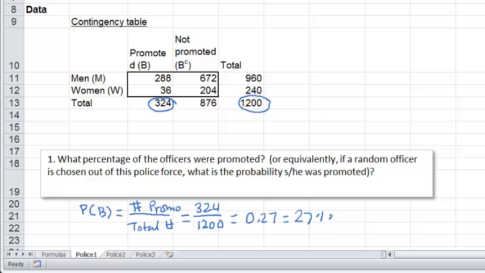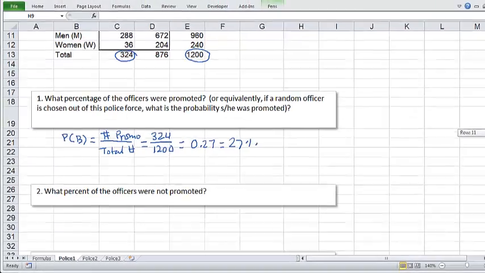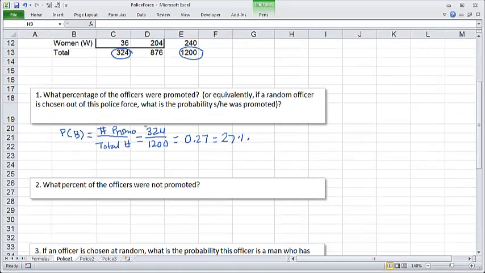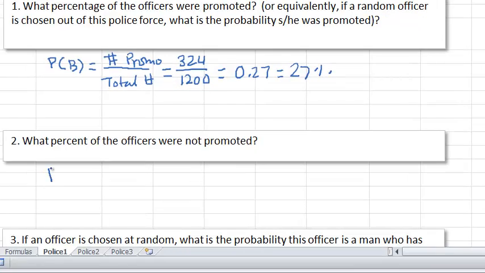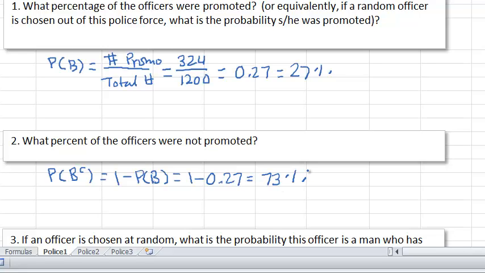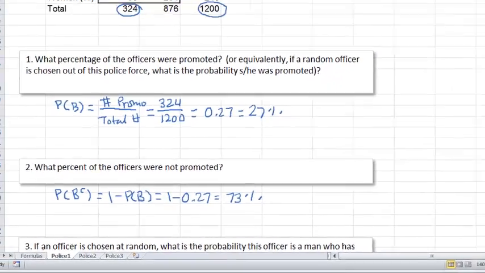Now let's take a look at the second question. Let's scroll down. What percent of the officers were not promoted? Well, as you might remember, this is just the complement of promoted, so we could write it this way: probability of B with a little c to stand for complement, and you could just subtract the probability of B from 1 to get the probability of the complement. So we could say 1 minus 0.27 or 73%.